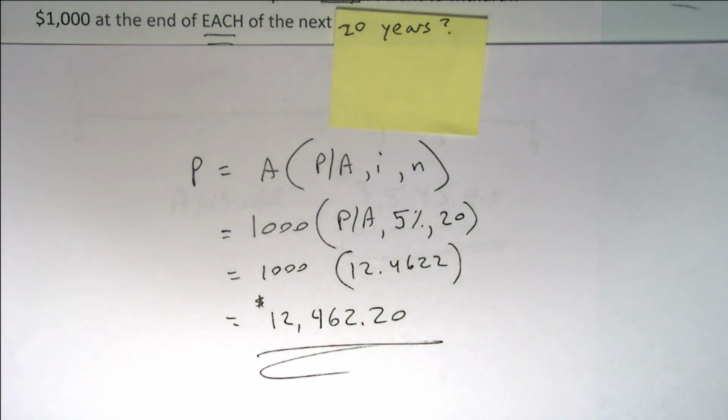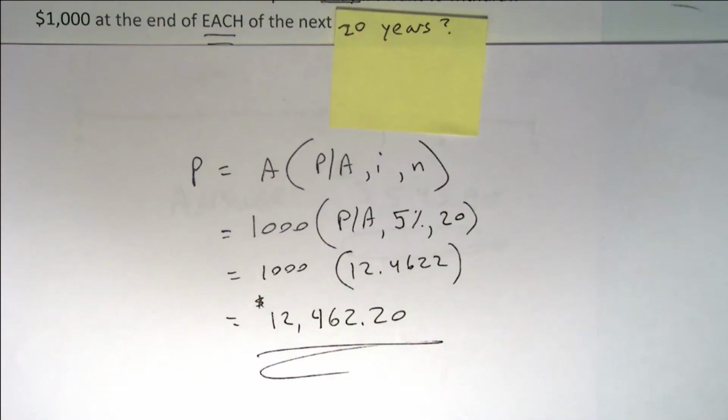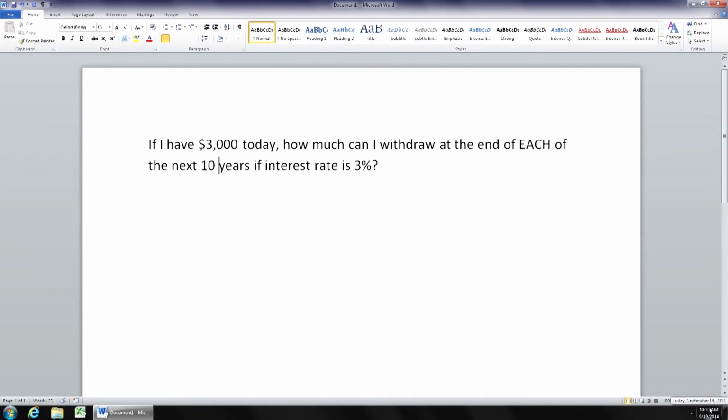Let's switch over to the computer real quick, and let's do this one. If I have $3,000 today, how much can I withdraw at the end of each of the next 10 years if the interest rate is 3%? Let's go ahead and play the music for about 30 seconds and let's solve for that.